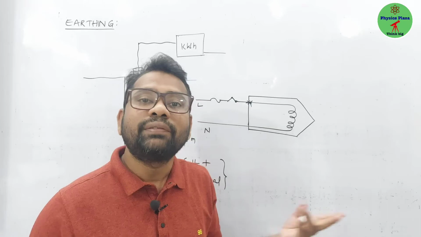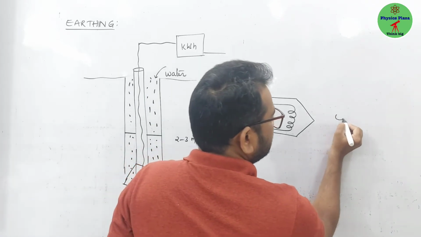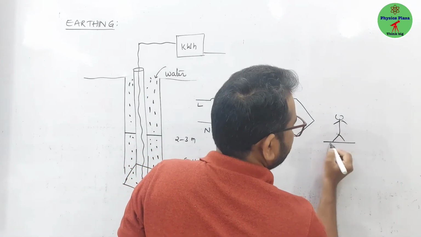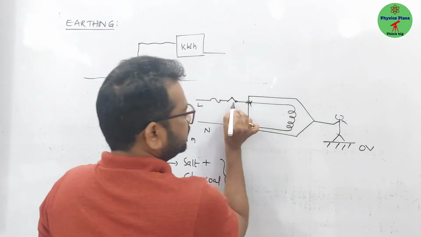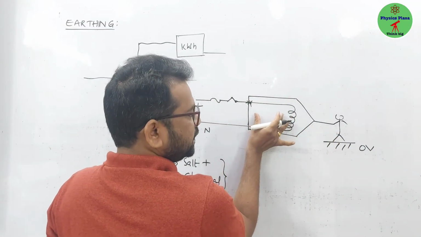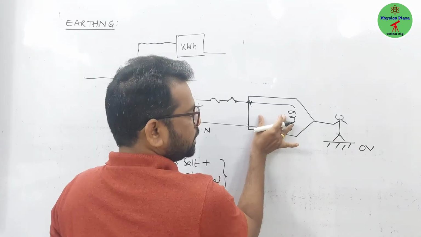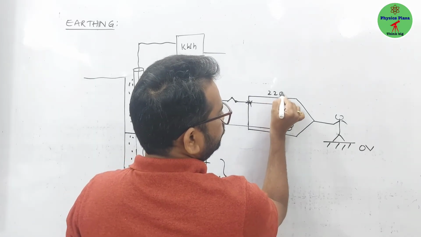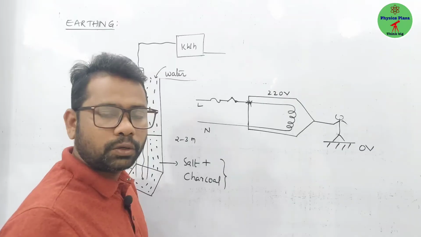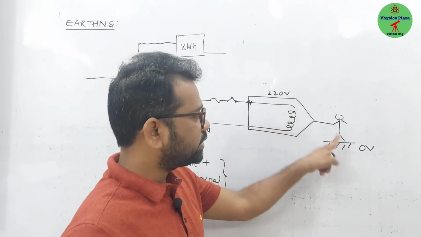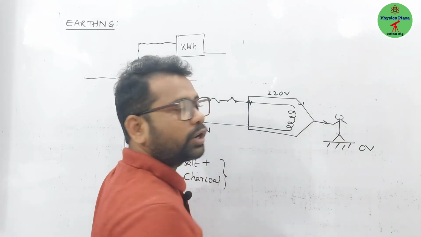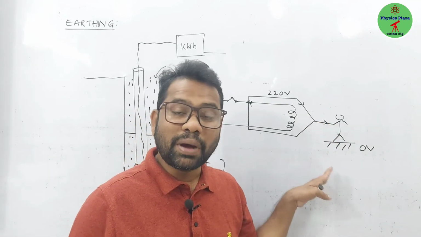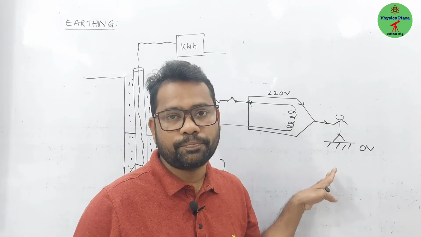Again, you may wonder, sir, why will we get an electric shock? Let me tell you. The person is standing on the Earth's surface, at 0 volts. He is touching the electric appliance. The live wire is in direct touch with the body of the appliance, which is at 220 volts. Then a huge potential difference is created, and current will pass through your body. This is how, in a worse situation, we might get a current shock.